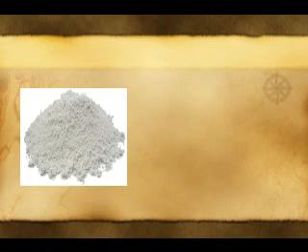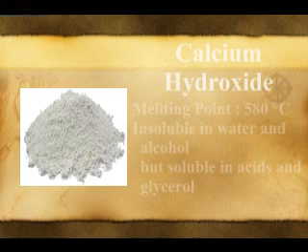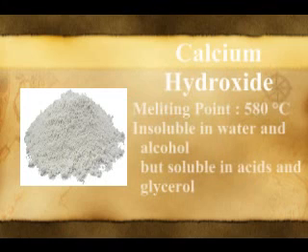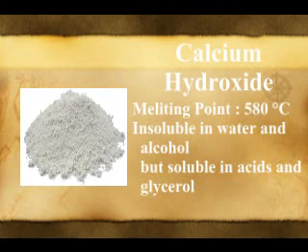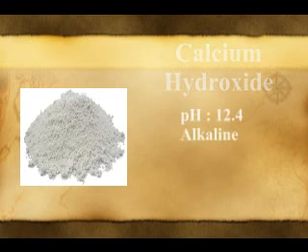Now, let's move on to the physical properties of calcium hydroxide. The melting point of calcium hydroxide is 580 degrees Celsius. It is insoluble in water and alcohol, but soluble in acids and glycerol. Its pH value is 12.4, so it is alkaline.